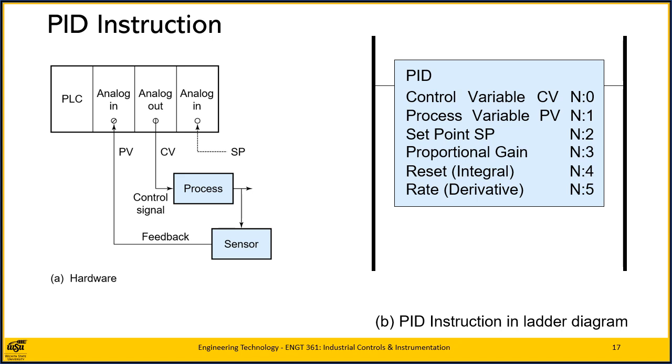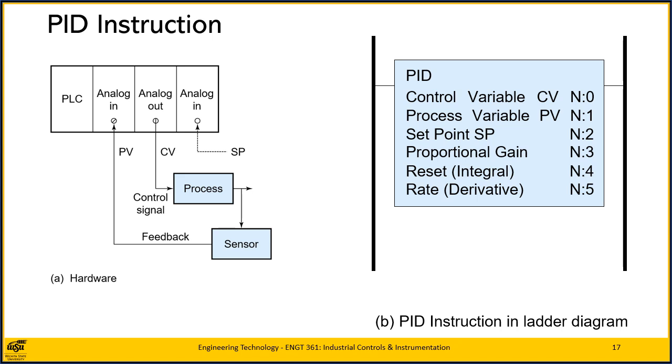The hardware to support the PID instruction is shown in Figure A and consists of one analog output channel for the output signal, CV, or the control variable, one analog input for the feedback signal, PV, the process variable, possibly an analog input channel for the set point, SP. However, the set point does not necessarily need physical input because it can be set by another instruction or simply by a constant.